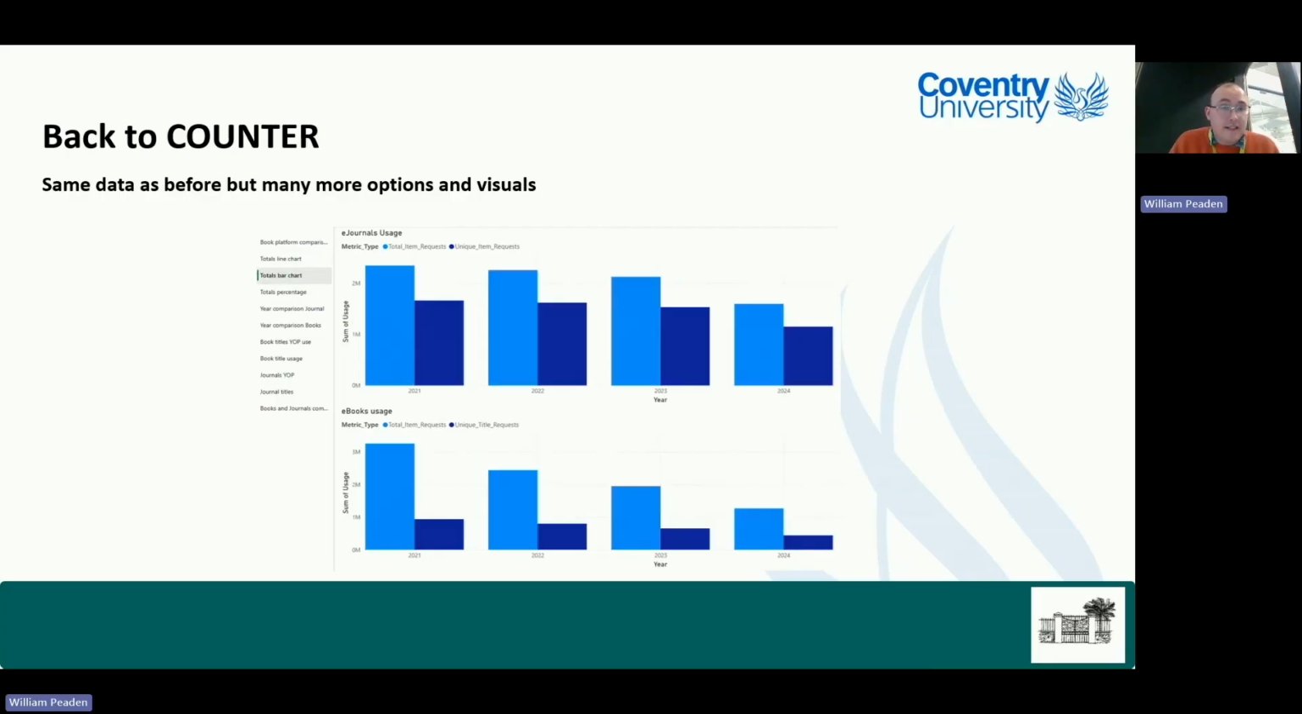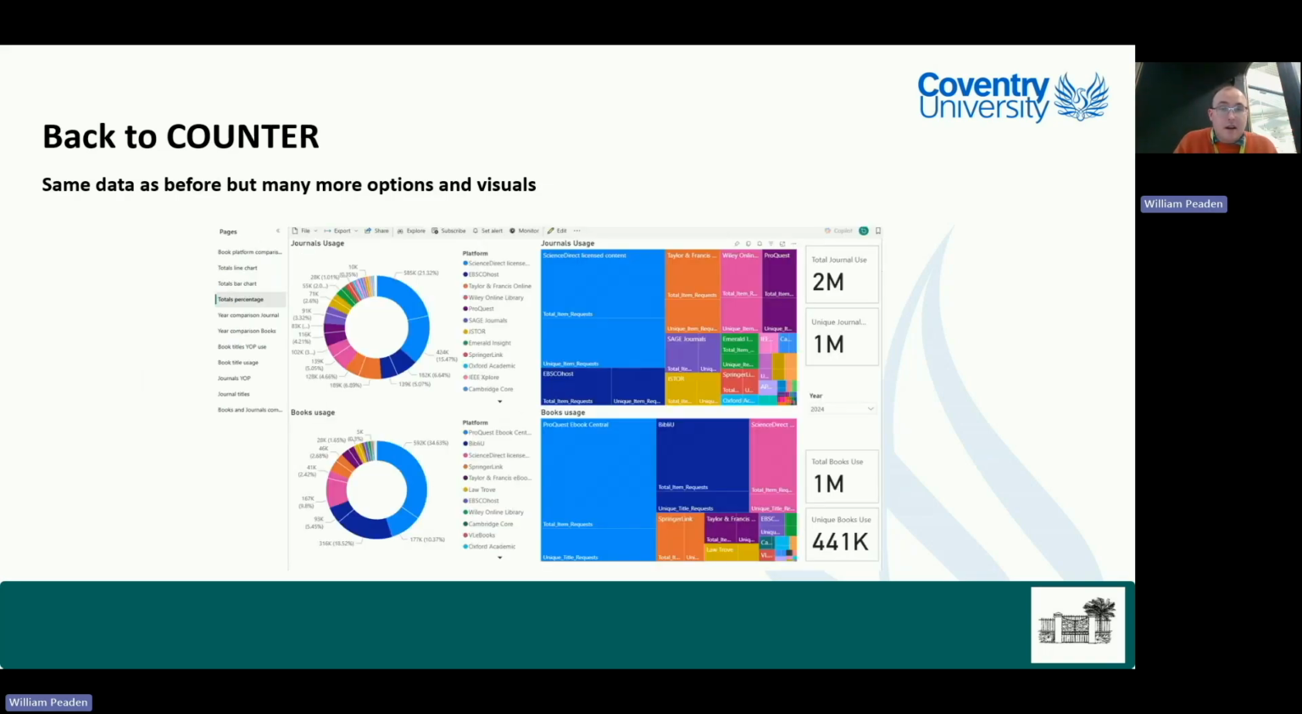Here's another. It's exactly the same data, but presented in a bar chart. Sometimes people prefer bar charts to line charts. Same data again, but this is a bit more complicated. We've got a couple of ways of comparing usage across platforms. Here's a donut graph on one side, and a tree graph on the other side, and then there are the top level figures in the boxes. This one happens to be filtered down to 2024 usage.